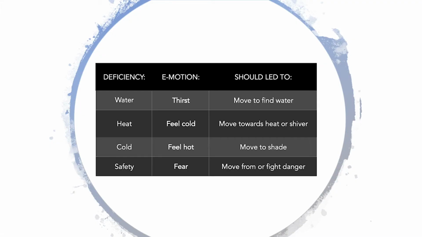So if the deficiency is water, then the emotion is thirst, and it should lead to movement to find water. If the deficiency is heat, then the emotion is cold, and so it should lead to shivering, which is movement. Now, if the deficiency is cold, then the emotion is that it's too hot, and it should lead to moving to shelter. Again, movement. In fact, if the deficiency is safety, then the emotion is danger or fear, and that should lead to movement away from danger.